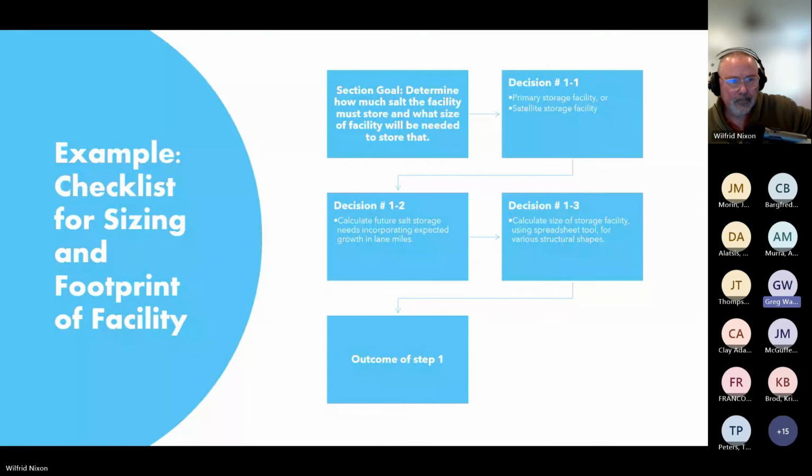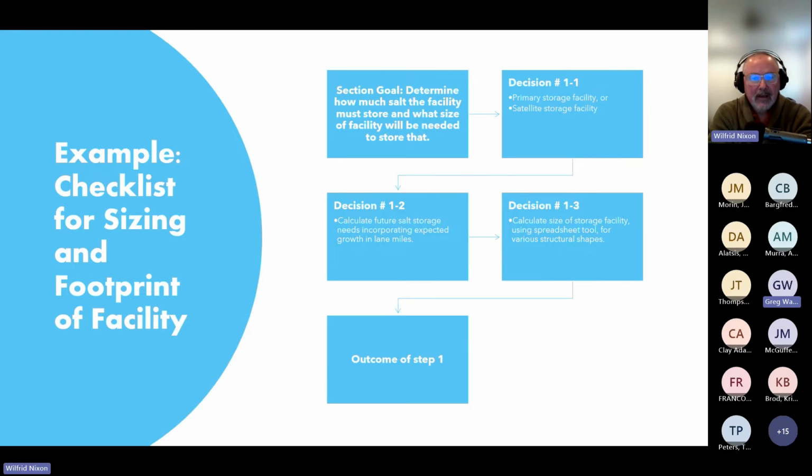So here's the sort of things that we do. This is one of the topic areas. This is for sizing and footprint of the facility. And the goal here is determine how much salt the facility must store and what size of facility will be needed. So first thing you need to do is, is this the primary storage facility for your location, or is it satellite storage? That's going to give you a sense of how much salt you need.